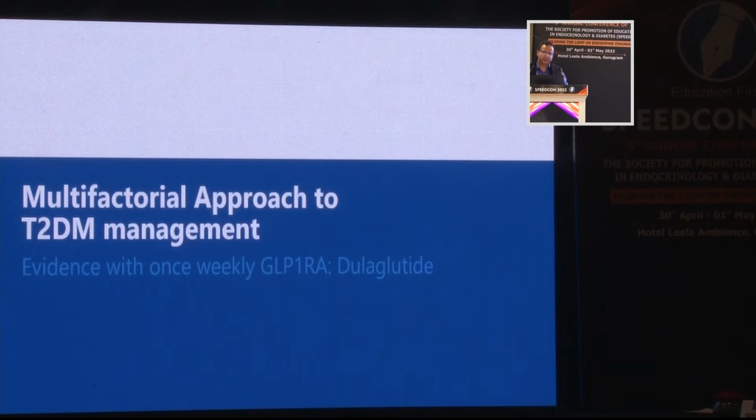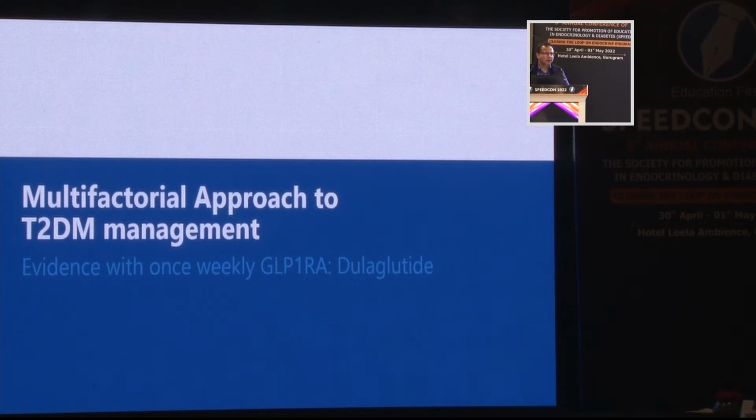SGLT2 inhibitors are good oral drugs, but once the GFR drops below 60, the glycemic reduction efficacy of SGLT2 inhibitors goes down. That is one of the main issues, and there are also some adverse effects, particularly fungal infections, which most of you have seen in your clinical practice. So here comes the role of GLP analogs.